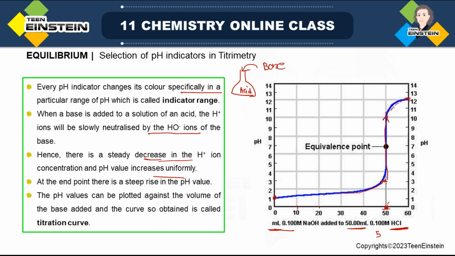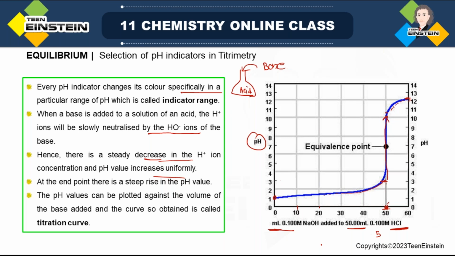On the y-axis we have taken pH, and on the x-axis we have taken the volume of base. So pH values can be plotted against the volume of base added, and this type of curve that you are seeing is known as a titration curve.